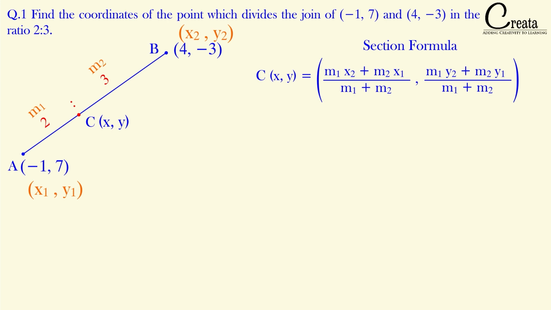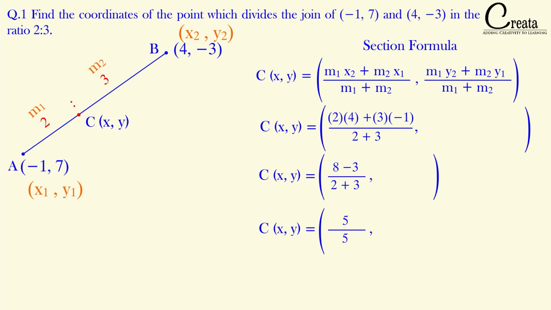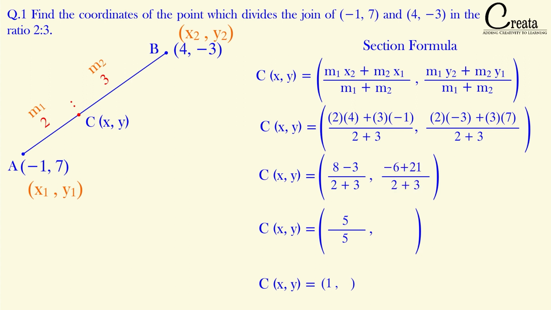Let's apply the section formula for the x coordinate. Let's put the value. On solving, we got x coordinate as 1. Further, let's use the y coordinate formula. We know M1, M2, y1, y2. Let's put the value. On solving, we got y coordinate as 3. We got x coordinate as 1 and y coordinate as 3. So we got the coordinate of point C as (1, 3). That is the answer of the question.